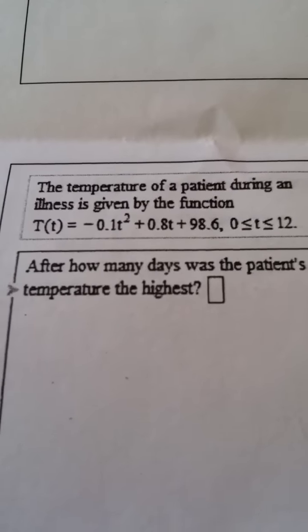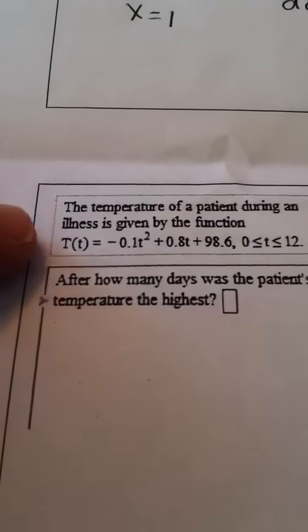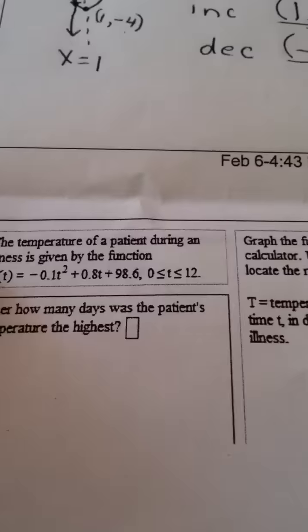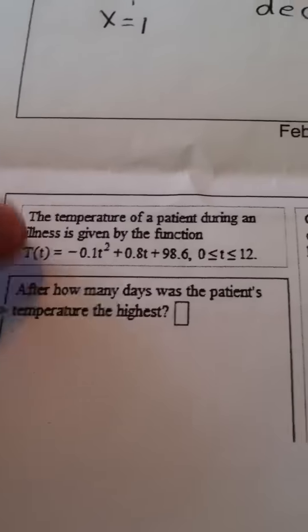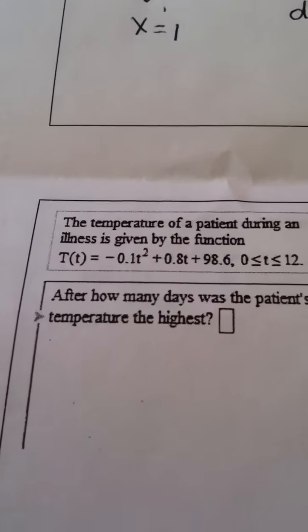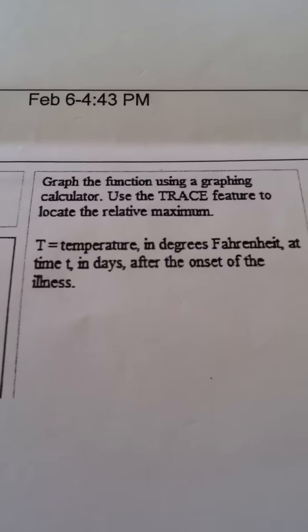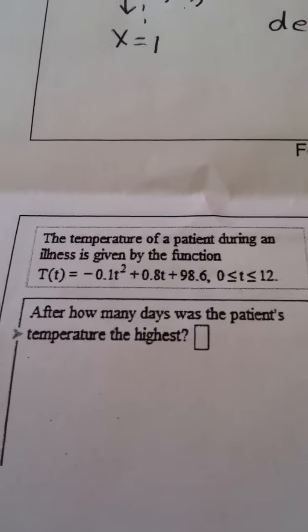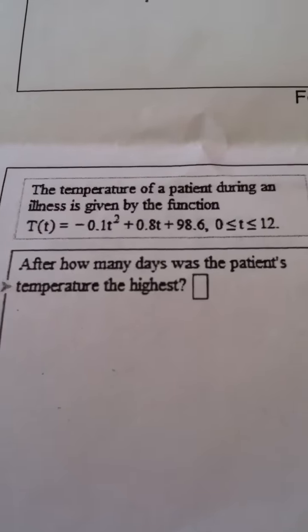But here we have the temperature of a patient given during an illness, and we see the function. Capital T is the actual temperature in degrees Fahrenheit. It tells us that over here. There's a little legend. And little t represents the number of days that we have been measuring this person's temperature, basically from the onset of the illness, okay? And they want us to find out after how many days the patient's temperature was the highest. And there's one additional question I'm going to add to this, and that will be, what was the temperature?